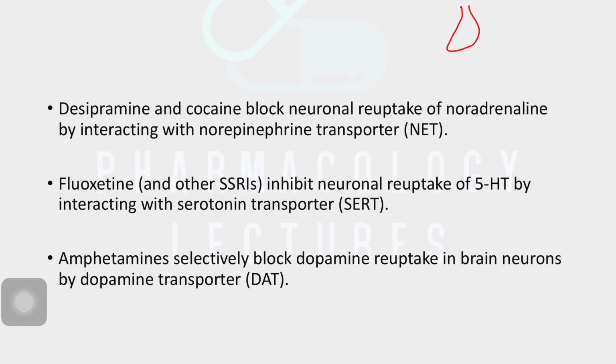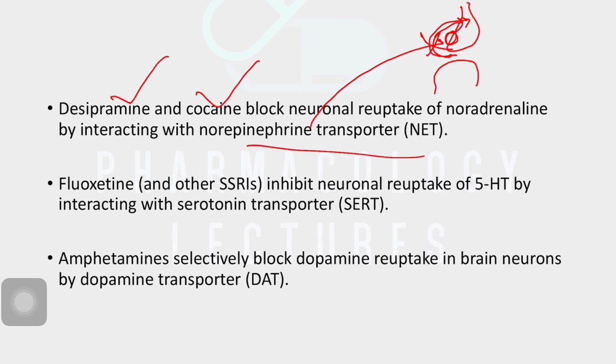In the synapse, this is the presynaptic neuron and this is the postsynaptic neuron, where some of the molecules get reuptaken into the presynaptic neurons, and this reuptake process is carried out by a few transporters. For example, norepinephrine transporters transport norepinephrine into the presynaptic neuron, but a few drugs like desipramine and cocaine block this reuptake process by inhibiting those transporters.